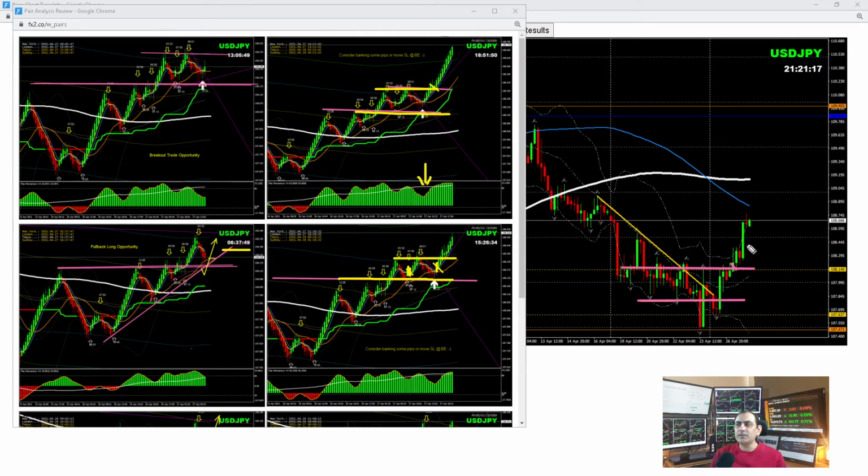Based on the 4 hour, we had another beautiful breakout. As soon as the price hit the first target, we announced to bank some profit. Even in the 4 hour, you can see here the price reached the resistance level very close to the 100 EMA. So we had a beautiful trade, especially on all the yen pairs.